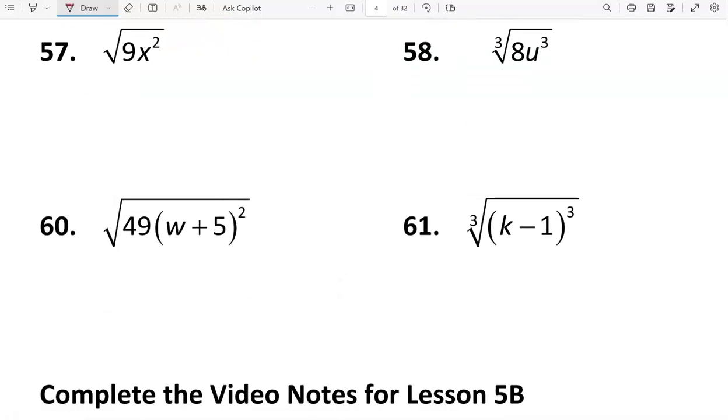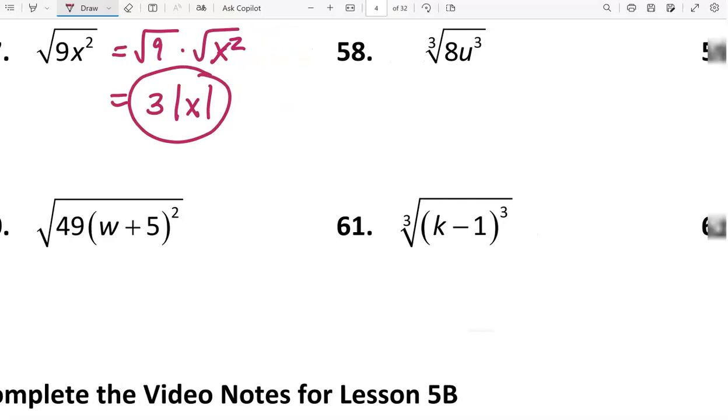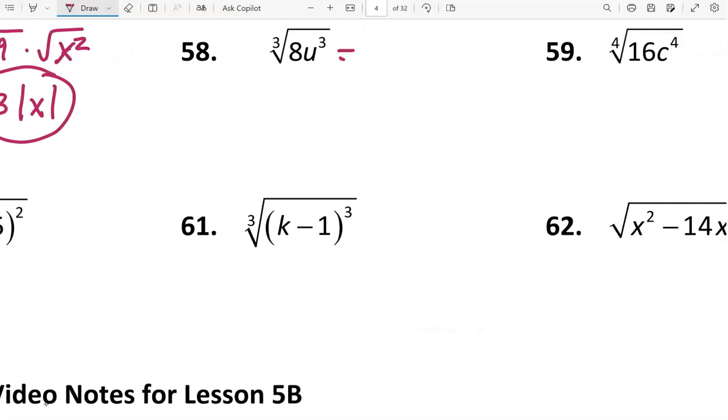All right, in 57, the square root of 9 times the square root of x squared. The square root of 9 is 3. The square root of x squared is the absolute value of x. In number 58, cube root of 8 times the cube root of u cubed. Cube root of 8 is 2. The cube root of u cubed is u. No absolute value should be used here because the cube root of a negative number is another negative number.